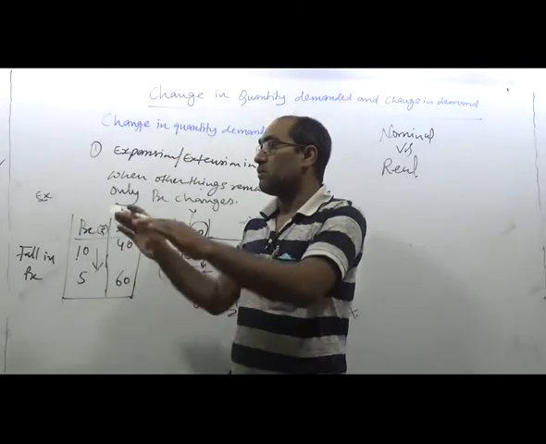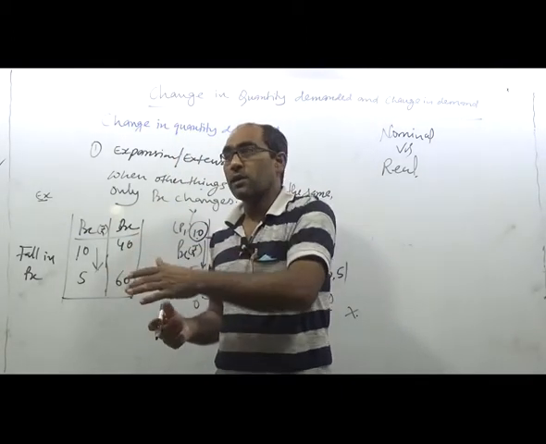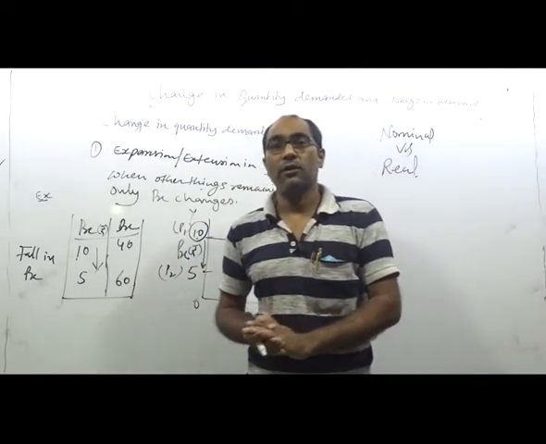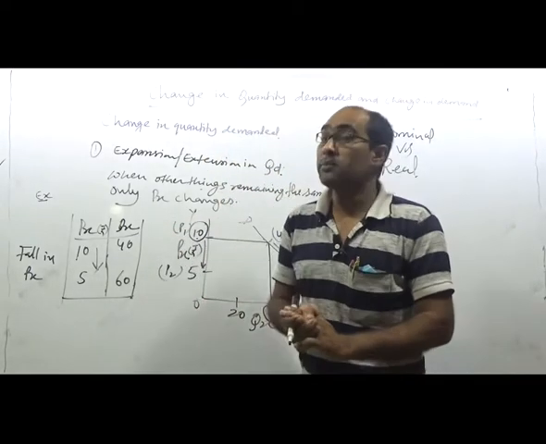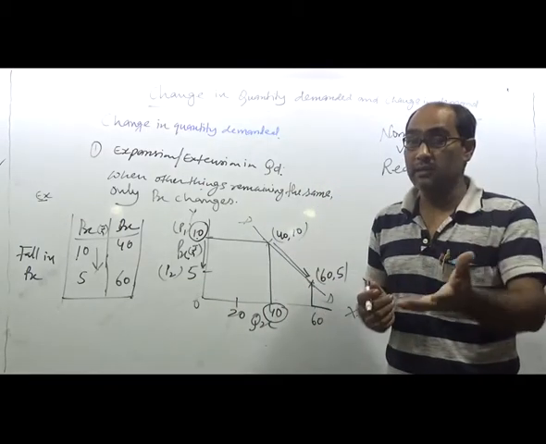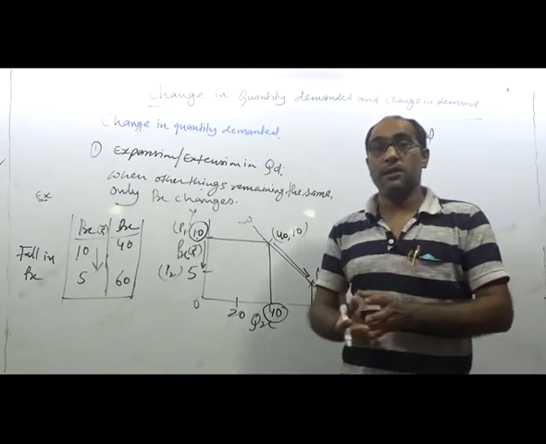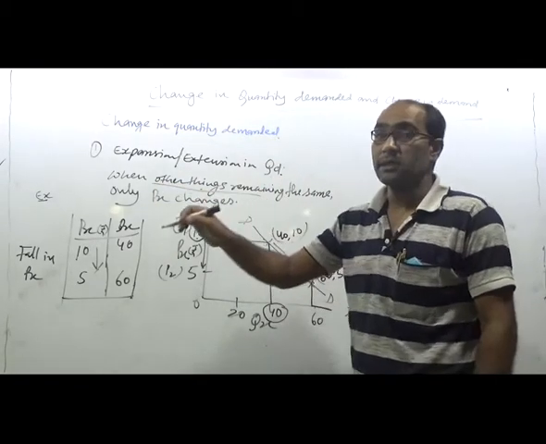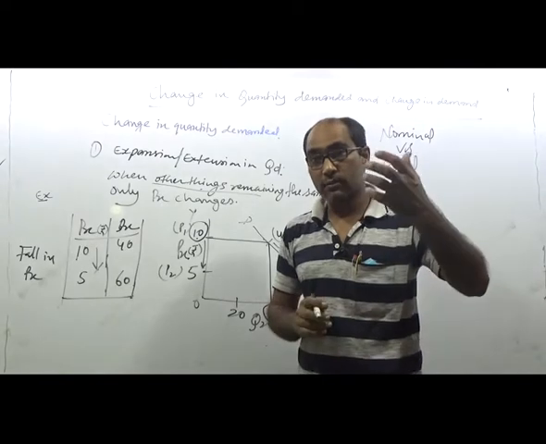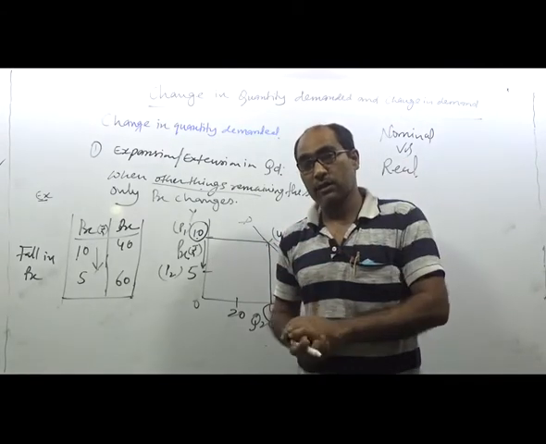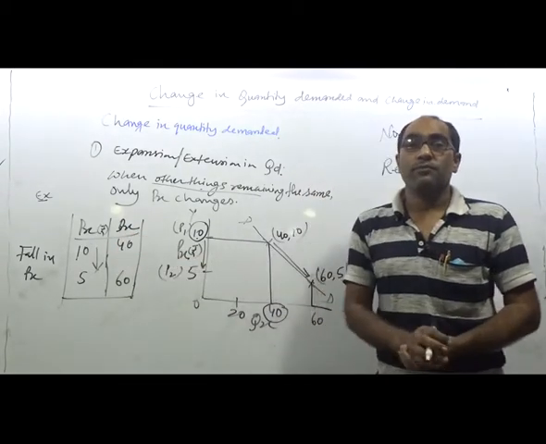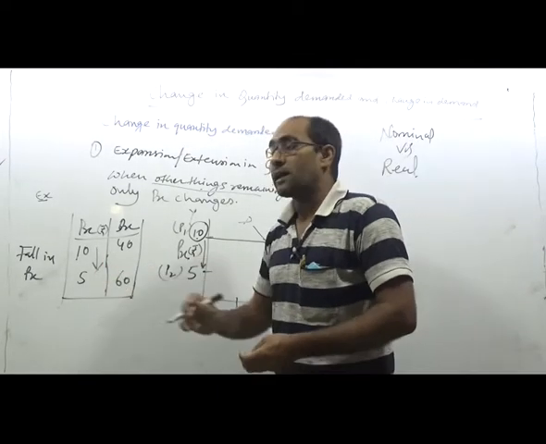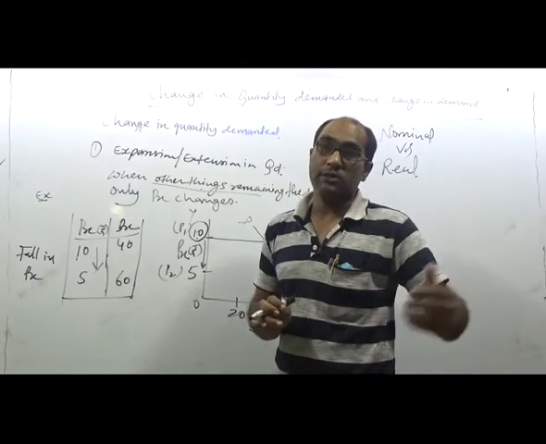So whatever the money available with the consumer, it's given and unchanged. There is no change at all in the income of the consumer. Income consumer ki jitni thi utni hi hai, since we assume other things remain the same. But with that same income, he was purchasing a product at rupee 10 for the quantity. Right now the price of X has changed due to a decrease in the price of X.